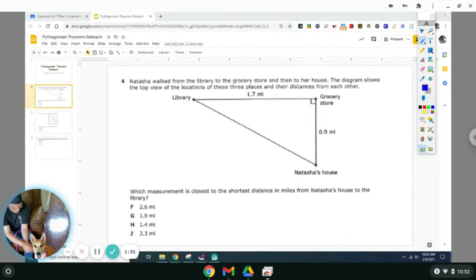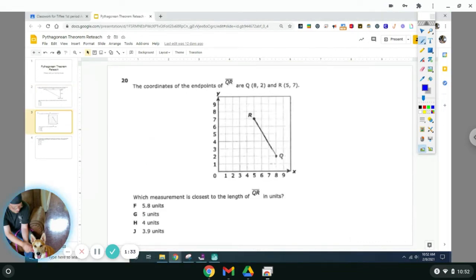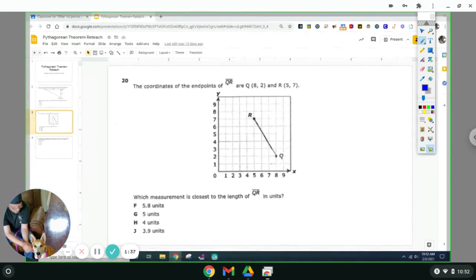All right, let's try the next one. It says the coordinates of the endpoints of QR are 8, 2, and 5, 7. Which measurement is closest to the length of QR? What I taught you in the past is the distance formula, and if you remember that, you can use it. If not, you can make your own right angle and count the boxes.